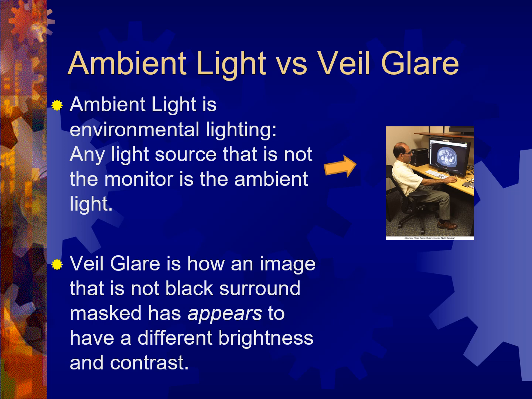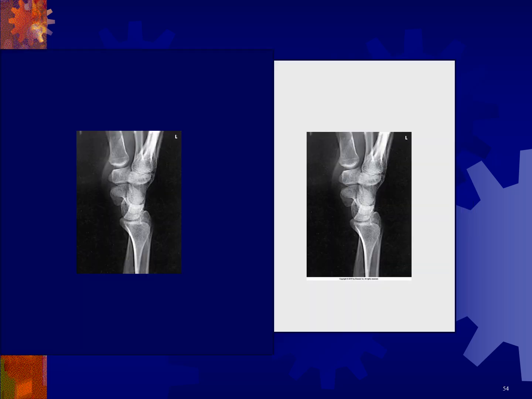Veil glare is when you don't properly black surround mask your diagnostic image and there's white pixels in the edge around the image. And I think I've got an example of veil glare and how it affects contrast coming up. Yeah, here it is right there. So as you're watching this, if you're doing it on your phone or on your PC, just go into a room where you can shut all the lights off and really look at this slide. And compare the two.